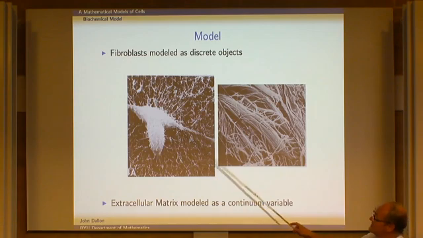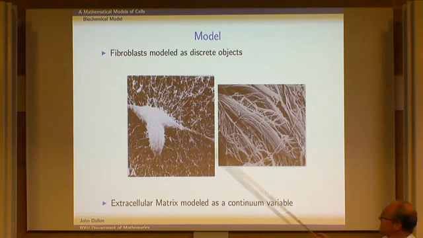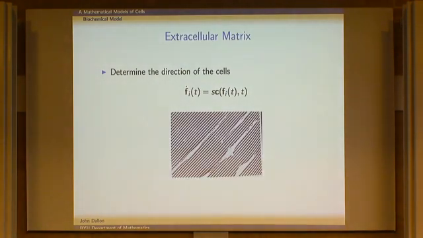So here's a fibroblast, and this isn't really embedded in a collagen lattice, but there's collagen around the fibroblasts. And this is collagen, this is a higher magnification. But the idea here is the collagen is a much smaller scale than the fibroblasts. And so the collagen, the extracellular matrix, is modeled as a continuum variable, whereas the cells are discrete. And there are two main interactions, but there'll be more coming up.